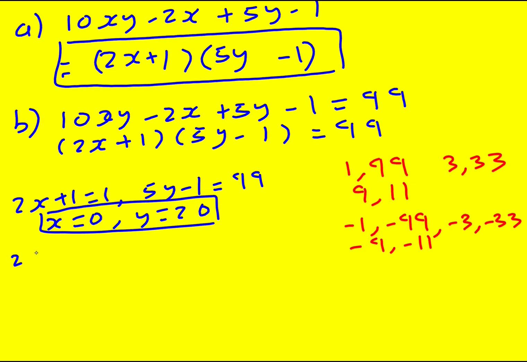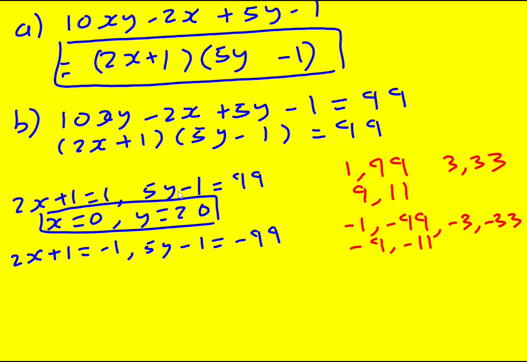Okay, while I'm at it, why don't I just do the minuses rather than moving on? So 2x plus 1 is minus 1, 5y minus 1. Now this seems like it's going to take a lot of time, but actually very quickly we start seeing that not all of them are going to have solutions. We're always going to get a solution for x being an integer because 2x plus 1 is an odd number, and all of these factors are odd numbers.